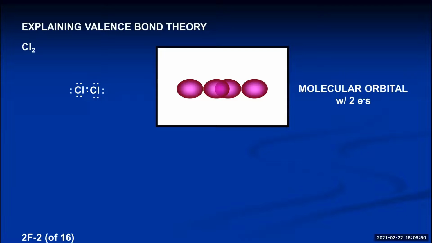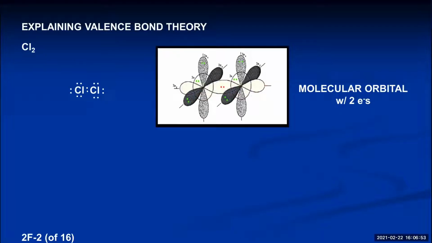Where's all those extra lone pairs? Well, they're still there, okay? Here's the complete picture. You've got a 3s orbital with 2 electrons in it. I have a pair of green dots. That's the 2 electrons up here. Then you have 2 electrons in the 3pz. That would be this pair. You have the 2 electrons in the 3py. That would be this pair.